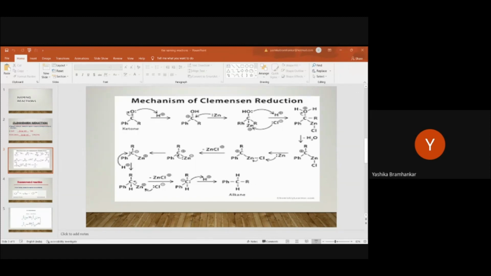The zinc will be attacked by the chlorine atom in the medium, which has a lone pair. So ZnCl will be separated from the compound. Again, carbon will attain a negative charge, and then the hydrogen present in the medium with positive charge will take this lone pair and form an alkane. So this was the mechanism.